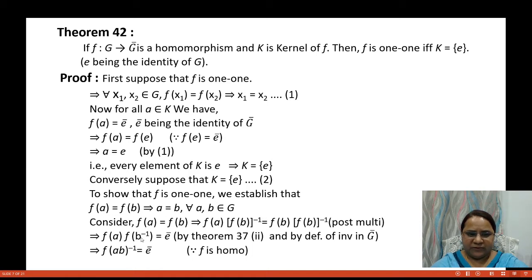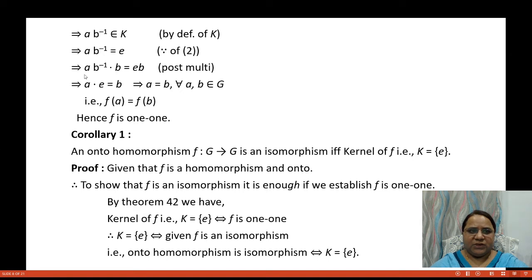So f of a into f of b whole inverse can be written as f of a b inverse, by using the definition of homomorphism and using theorem 37. So this f of b inverse is nothing but your e bar. So f of a b inverse is equal to your e bar because f is a homomorphism. So a b inverse belongs to K by the definition of kernel. So a b inverse is equal to e.